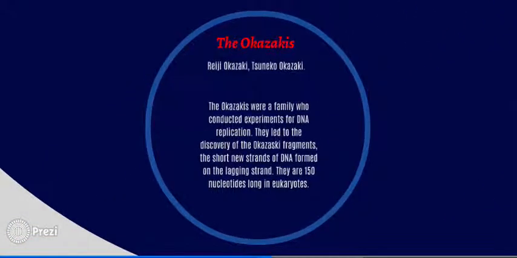The Okazakis. The Okazakis were a family who conducted experiments for DNA replication. They led to the discovery of the Okazaki fragments, the shortened strands of DNA formed on the lagging strand. They are 150 nucleotides long in eukaryotes.